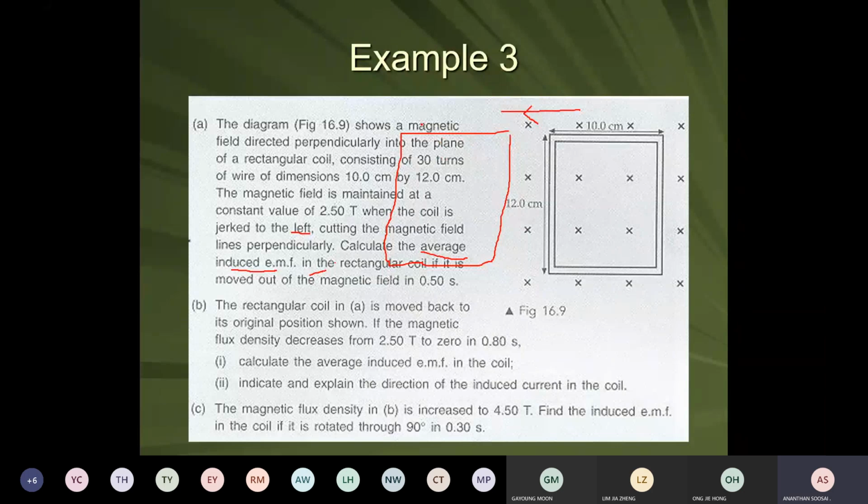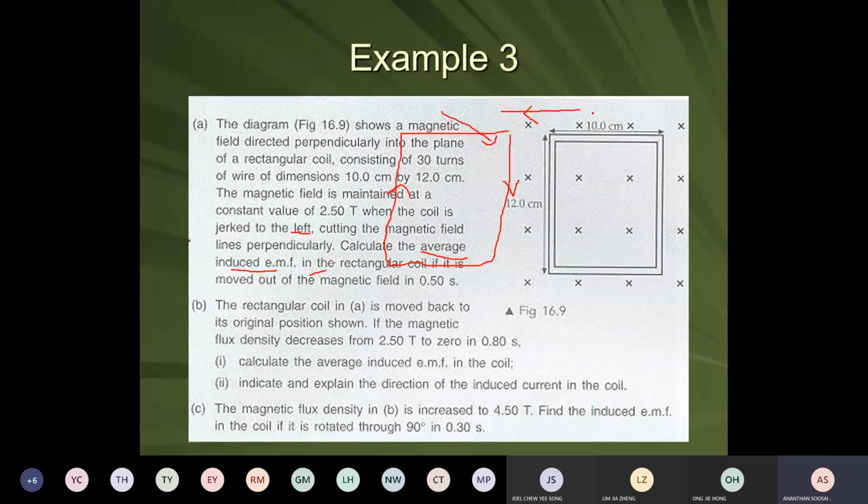The current will flow clockwise or anti-clockwise? It's going to be clockwise. So clockwise means you are saying the current should flow this way, going down here and going up here. So why do you say clockwise?